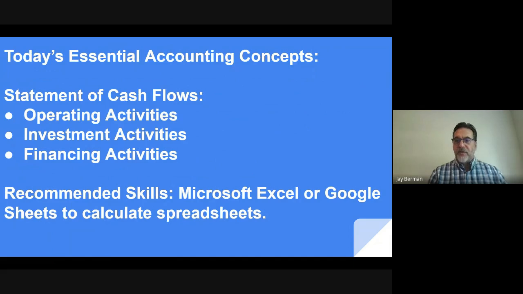So today I'm going to cover the third and final spreadsheet, financial accounting. The first one was the income statement. The second was the balance sheet. So today I'm going to cover the statement of cash flows. And the statement of cash flows consists of operating activities, investment activities, and financing activities. Again, I recommend the skill of Microsoft Excel or Google Sheets so you can create your own statement of cash flows.